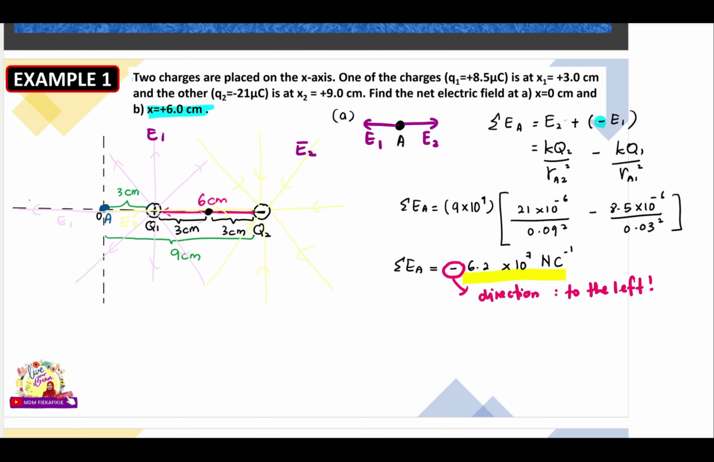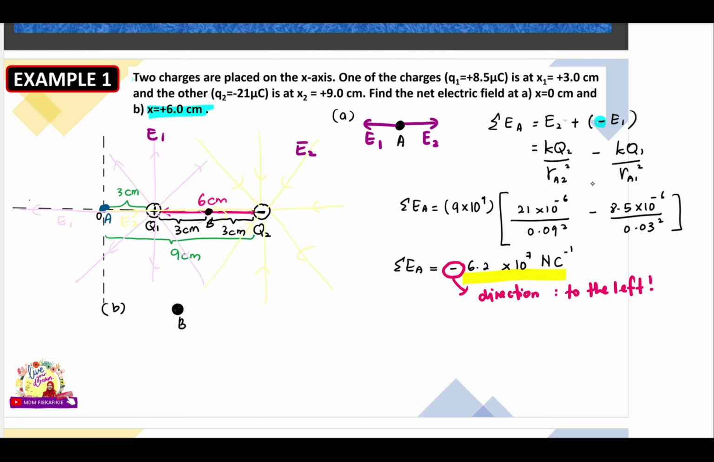Okay, so now let's try to draw the direction of the electric field at point B. Awak tengok line yang warna kuning ini. At point B, you can see that the yellow line showing you the direction of the electric field due to the second charge, and the purple color here showing you the direction of the electric field due to the first charge. Kalau tengok kedua-dua direction ni, dua-dua ke kanan.